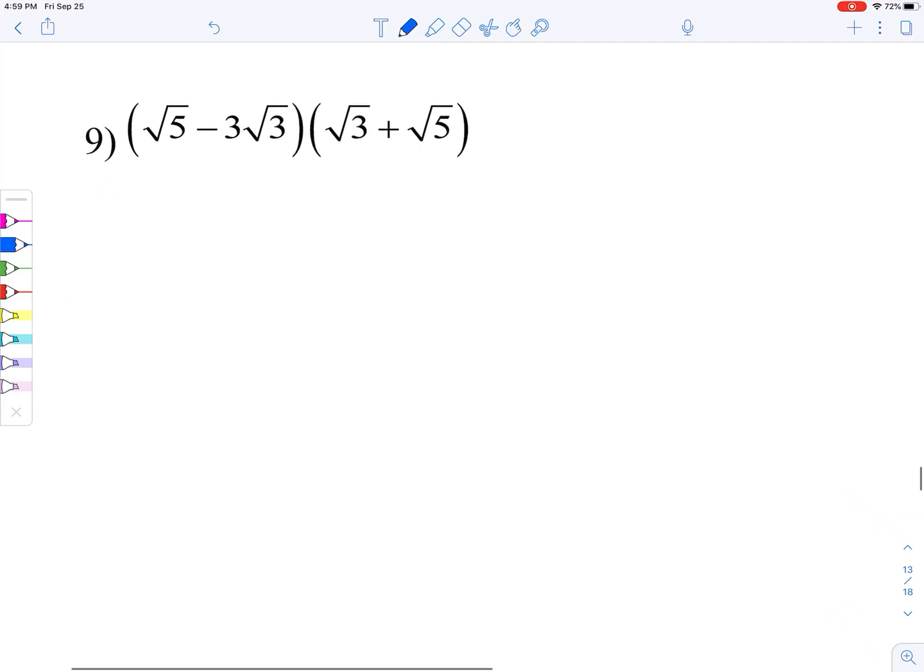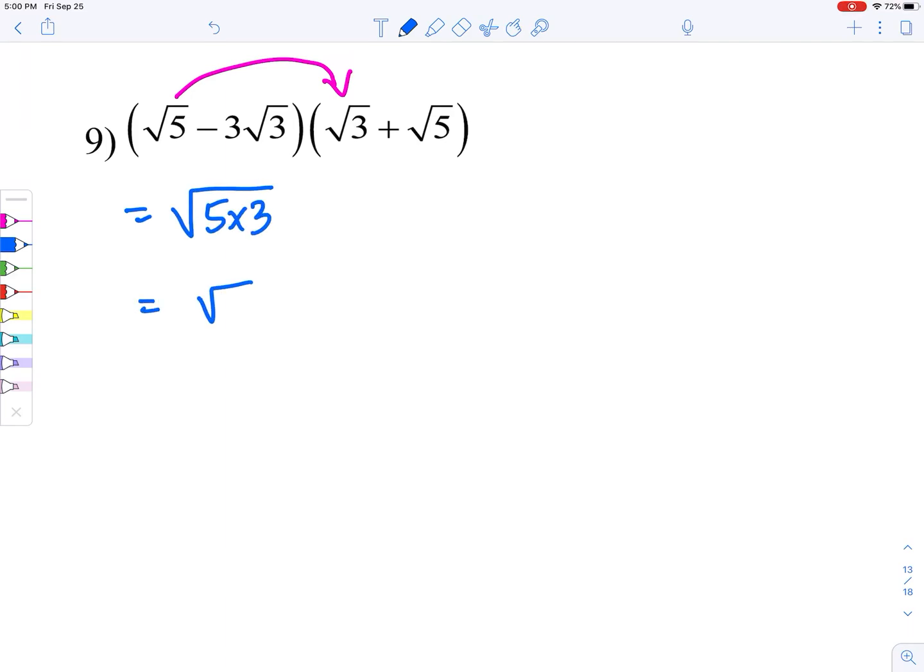Last two. I think I said last two last time, but I was wrong. Really last two. Double distribute. So root 5 multiplying root 3 gives root 5 times 3, which is root 15. Can't simplify. Second distribute is root 5 times root 5, which is root 5 squared, so that's just plus a 5.